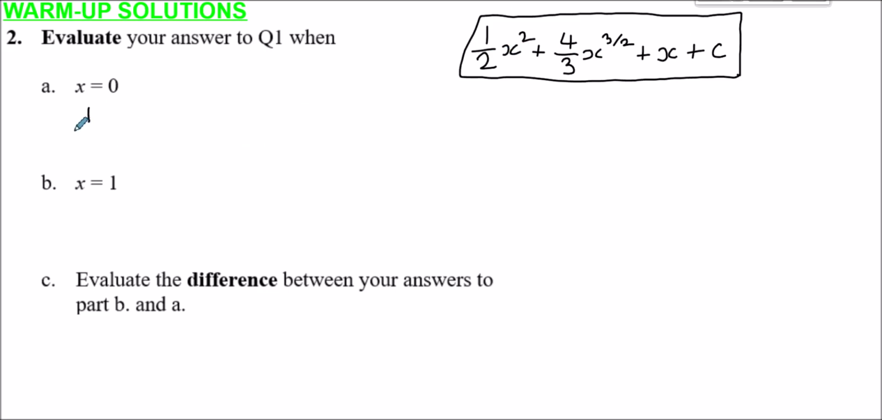times 0 squared plus 4/3 times 0 to the power 3 over 2 plus 0 plus c. Now if you're thinking ahead of me here, well that's just going to be c, isn't it? Because 0 to any power is just 0. Well of course you're going to be right. I'm just trying to show you this convincingly.